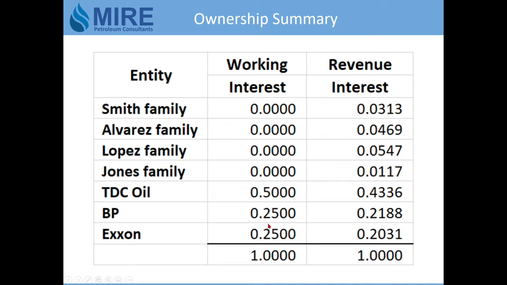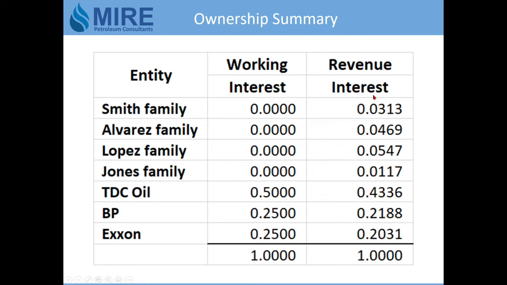So here's the summary. Here's the families that own the land, and here's the oil companies. So working interest, remember, that's the amount of the well you're going to pay for. Well, the landowners have a royalty. They don't pay for the well, so it's zero. But TDC Oil is going to pay for half the well. BP and Exxon are going to pay for a quarter each. That has to add up to 1.0.